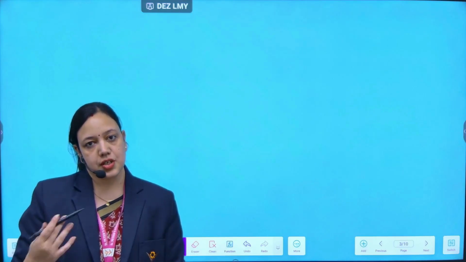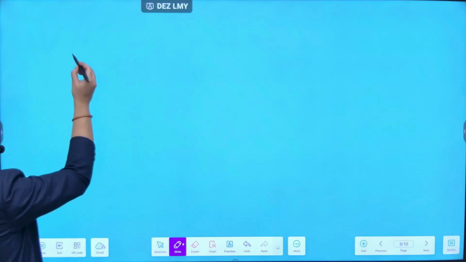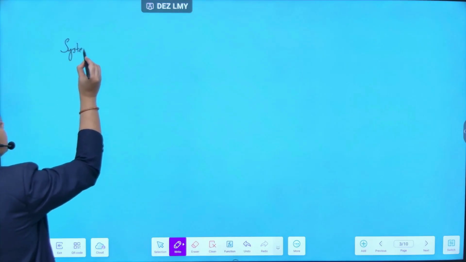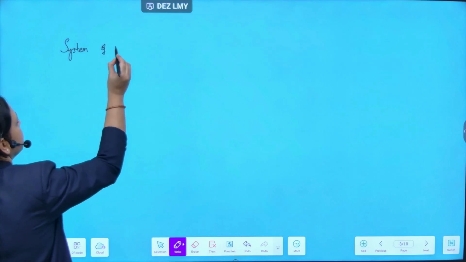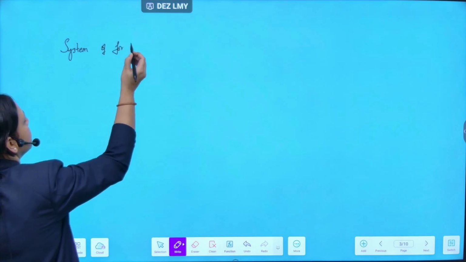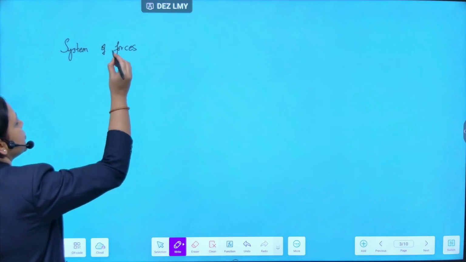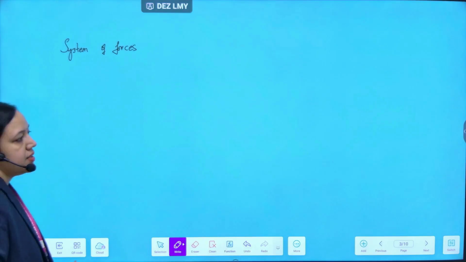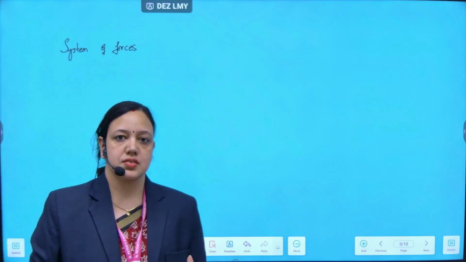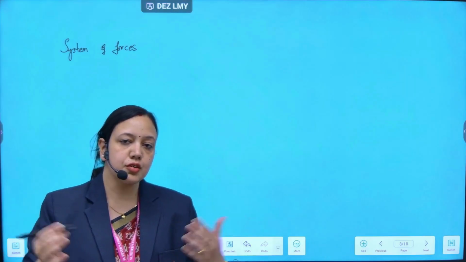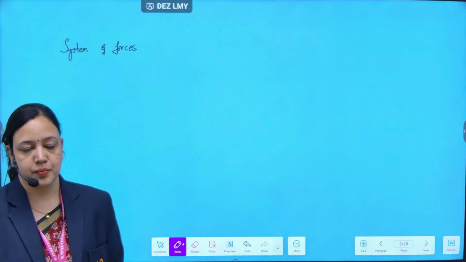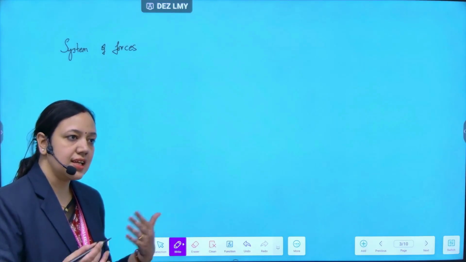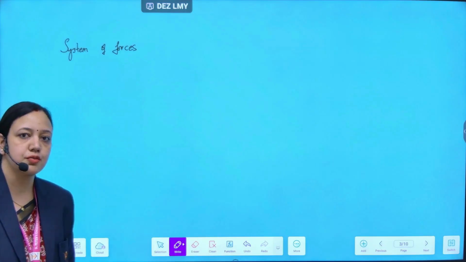Now let's try to understand an important topic, that is system of forces. System of forces. In reality, one force doesn't act on an object. There are several forces that will be acting on it. So we need to understand, are they acting on the same plane or are they acting on different planes?